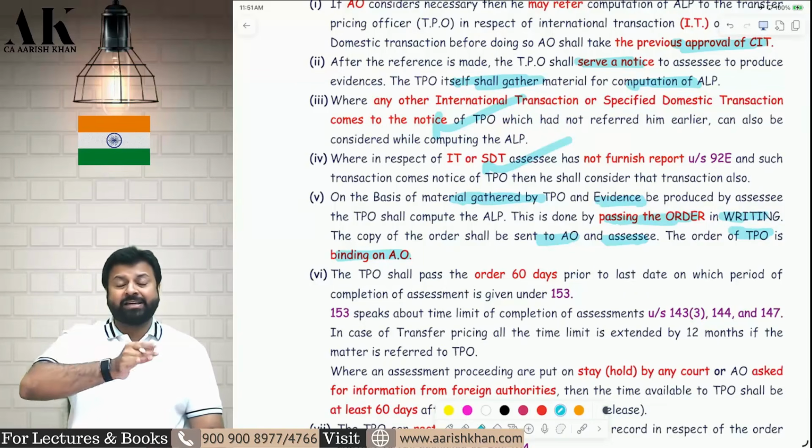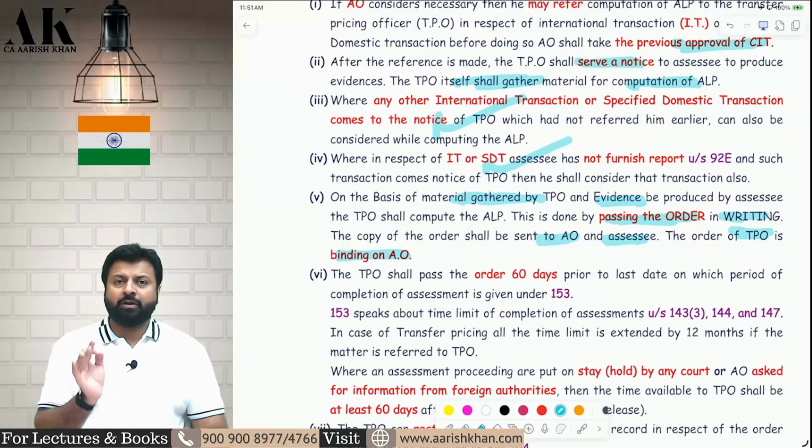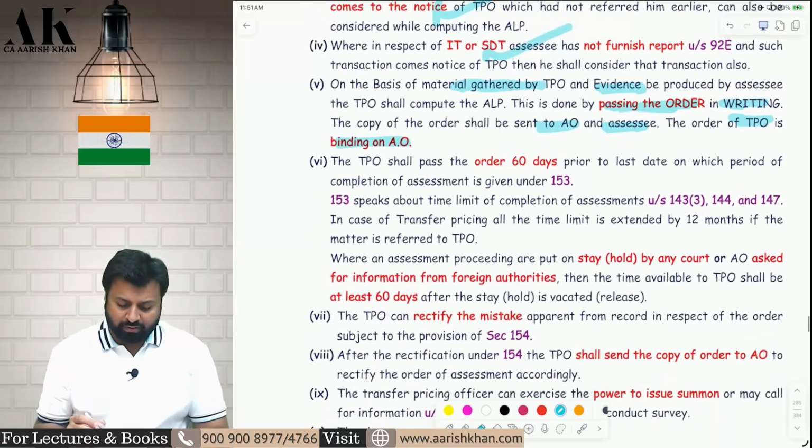At least 60 days prior to that, the TPO should pass an order. At least 60 days prior to that means the TPO should pass an order by 30th Jan 2029. So if the TPO passes the order by 30th Jan 2029, you can say that the TPO has passed an order at least 60 days prior to that. I hope it is clear to all of you.